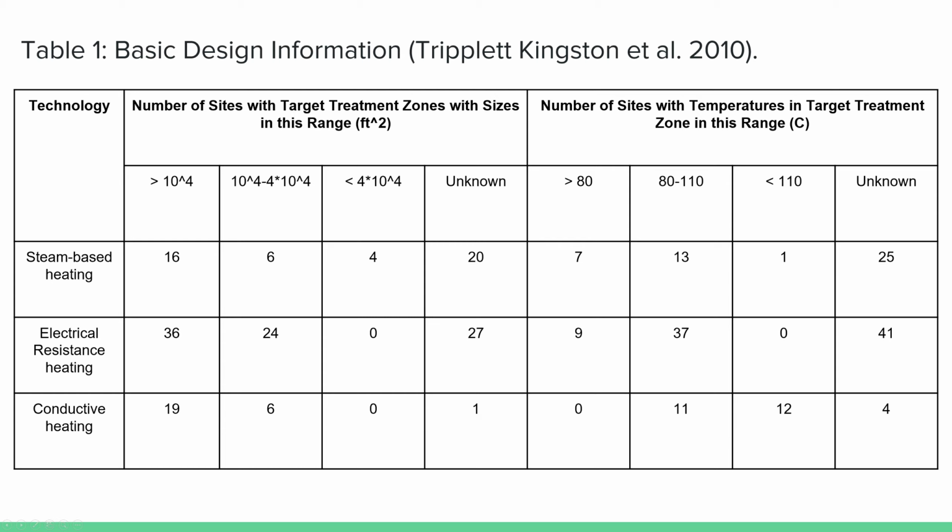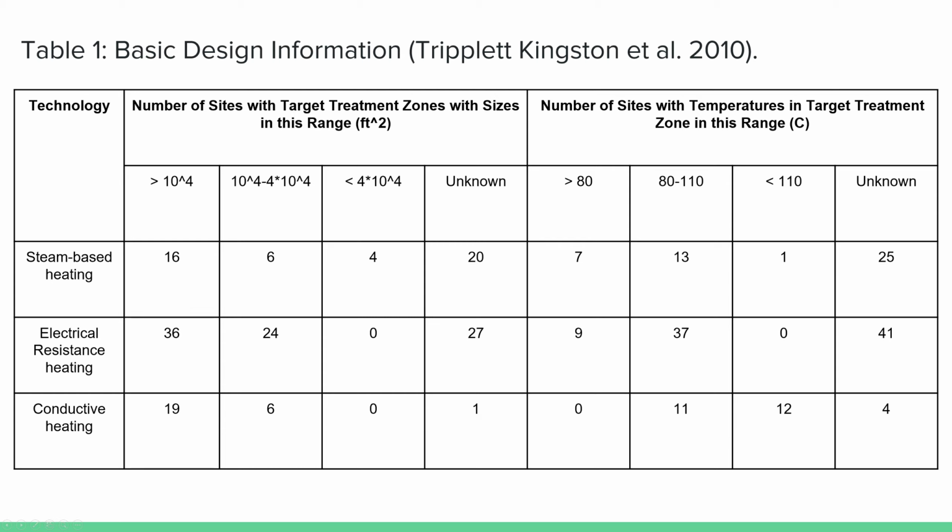Based upon the data below, it can be concluded that steam-based heating typically operates in target treatment zones with sizes of less than 10^4 feet squared. The same can also be said about conductive heating. It had approximately 19 sites within the target treatment zone with a size of less than 10^4 feet squared, and only 6 sites that fall within the size range of 10^4 to 4 times 10^4 feet squared, and 0 sites falling in any size greater than 4 times 10^4 feet squared.